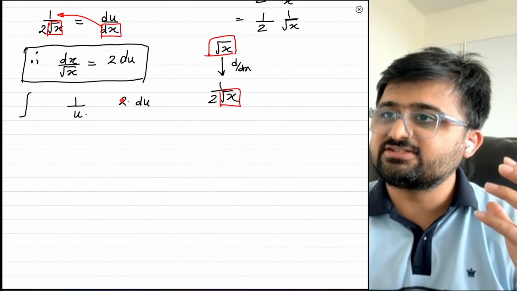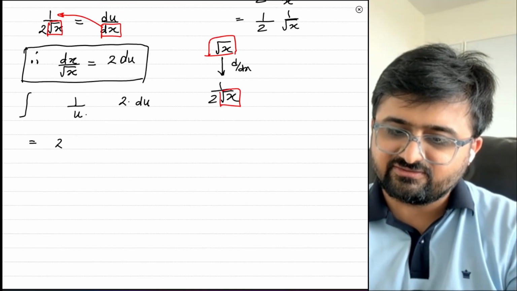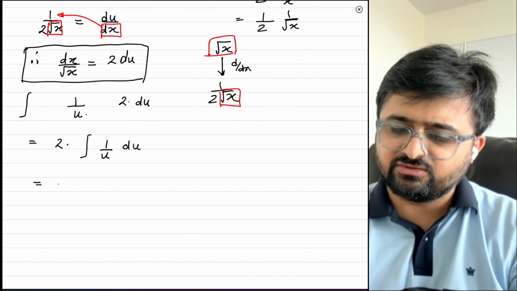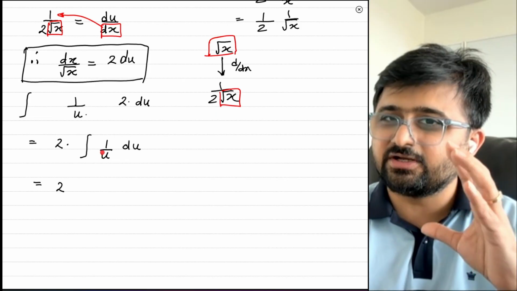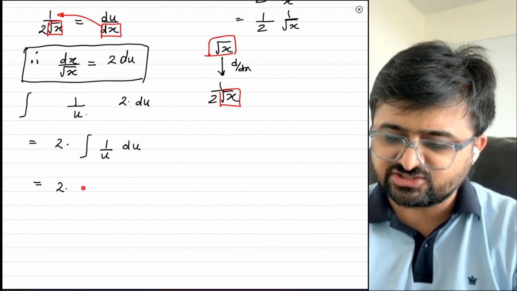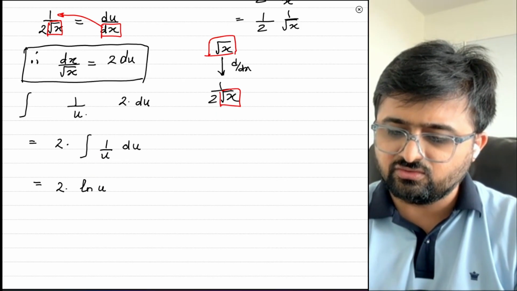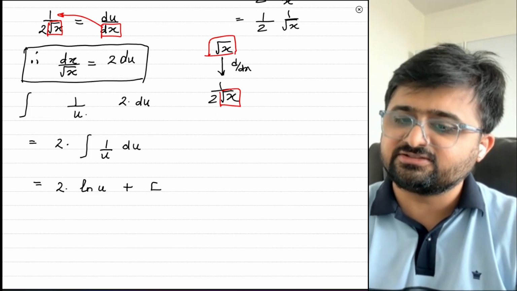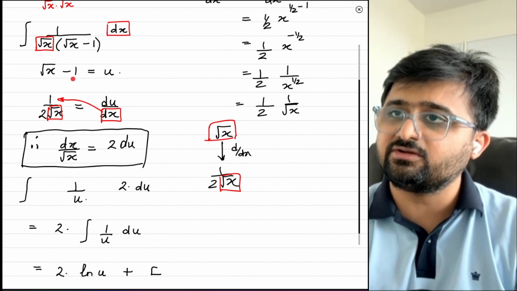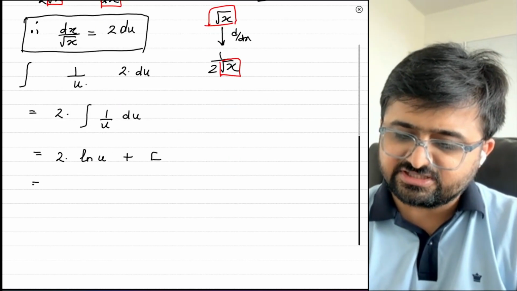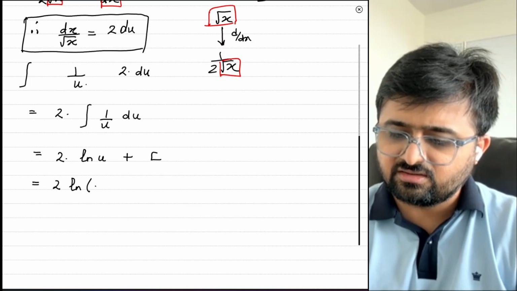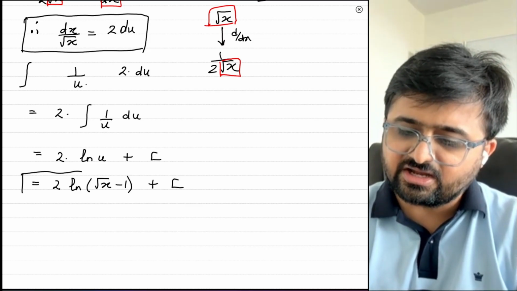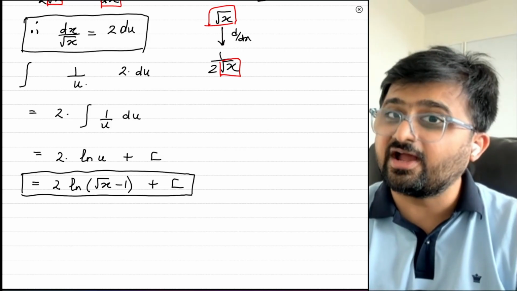Now that 2 is constant and can be taken out of integral. So what you have is 2 times integral of 1 by u with respect to u. And we know integral of 1 by u is nothing but log u or ln u, natural log. So we have natural log of u plus constant of integration c. Now let's convert it back to the x world. We know u was nothing but square root of x minus 1. So we can just resubstitute that. So we have 2 ln of square root of x minus 1 plus constant of integration c, and this is nothing but your final result. I hope that makes sense.